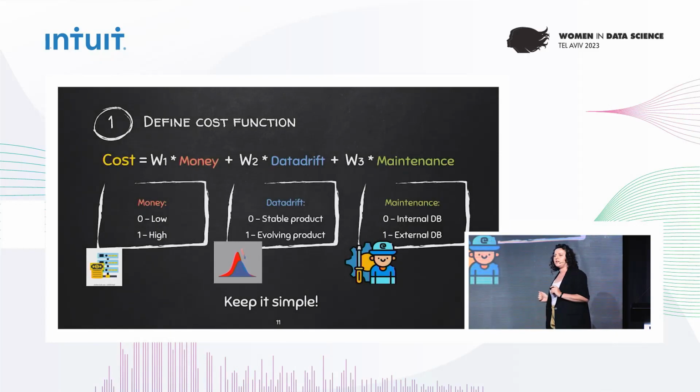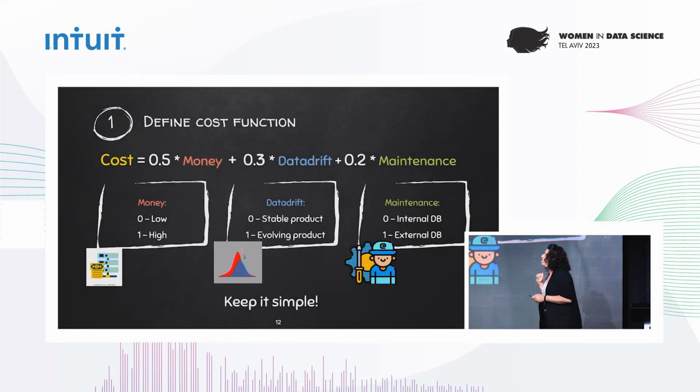First, we want to define our cost function. In order to define our cost function, we need to take into consideration two aspects. One, what are the criteria we want to use in our cost function? And as you can see here, I chose money, data drift, and maintenance, like you saw before. You can use any other metric that your company sees fit. And second, the weights we want to give each one of our criteria. I chose 50% for the money, 30% for the data drift, and 20% for maintenance. Again, this suits Wix in this use case.